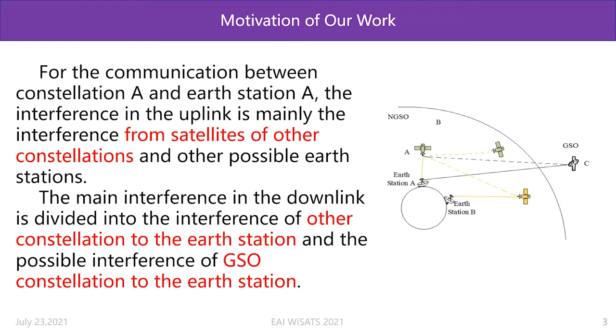For the communication between constellation A and Earth station A in the figure, the interference in the uplink is mainly the interference from satellites of other constellations and other possible stations. The main interference in the downlink is divided into the interference of other constellation to the Earth station and the possible interference of GSO constellation to the Earth station.